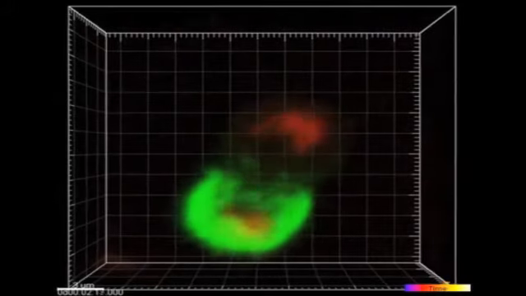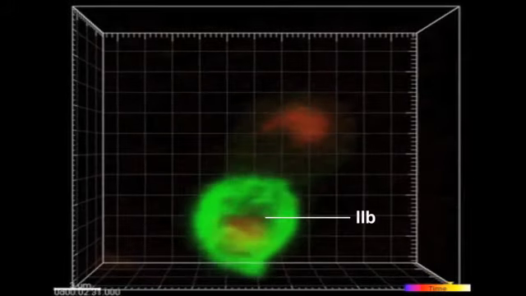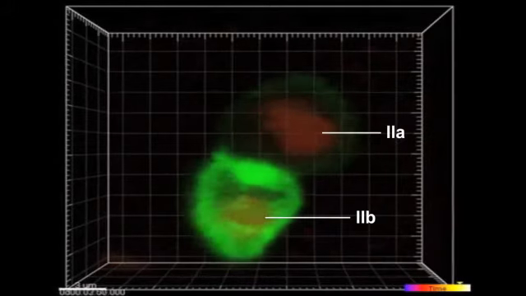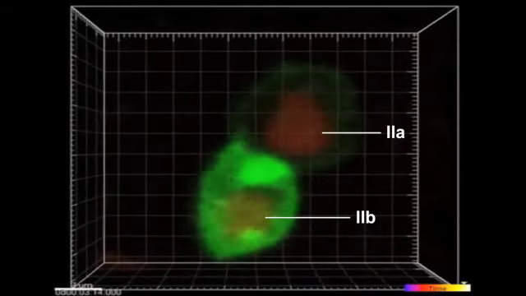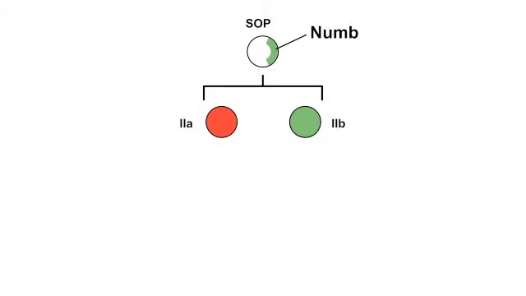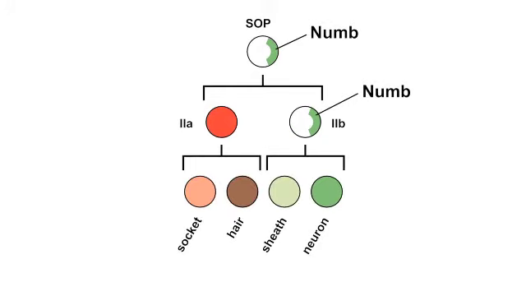Due to this asymmetric localization, the 2B daughter cell will contain nearly all the NUM, whereas the 2A daughter cell, which we can now barely see, contains very little. When 2B cells divide, NUM segregates again to one side, and consequently the neuron acquires considerably more NUM than the sheath cell.